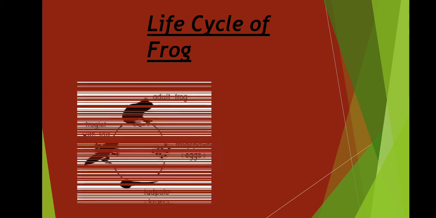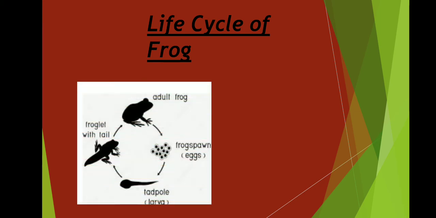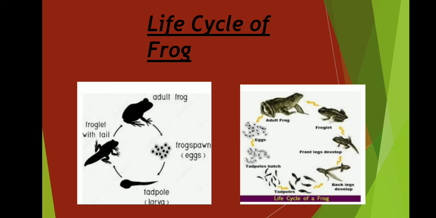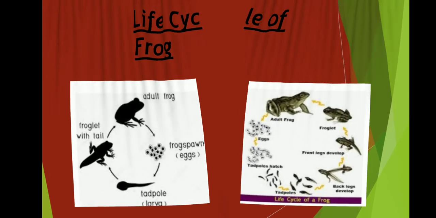First, let's move to the frog. In the frog, there are three stages: egg, larva, adult. Now imagine, is this complete or incomplete? Yes, it's complete. Why is it complete? Now take the egg and the larva. Are the egg and the larva the same, or the larva and the adult the same? No, they are totally morphologically different. Look at the second picture. Egg develops into tadpole. In the tadpole, there are different changes. So it is a complete metamorphosis.